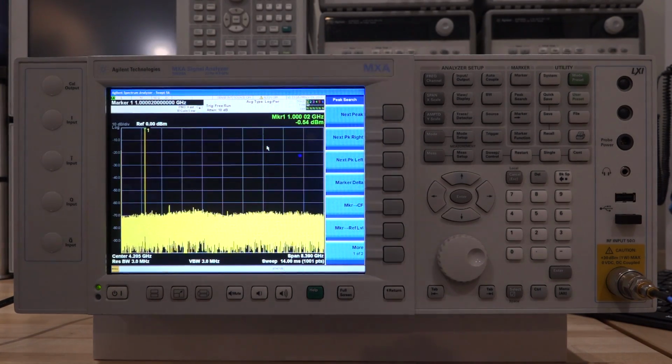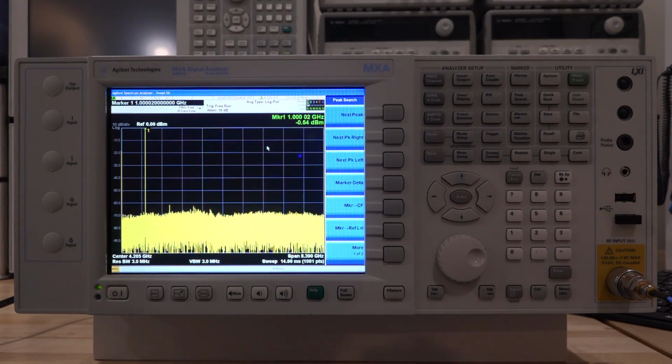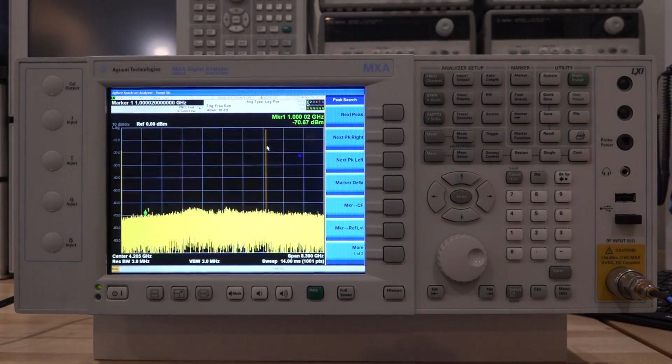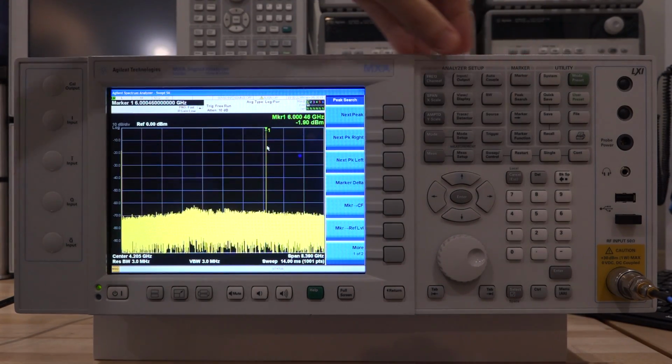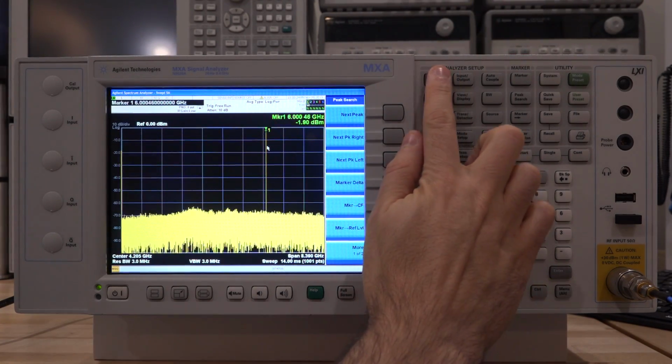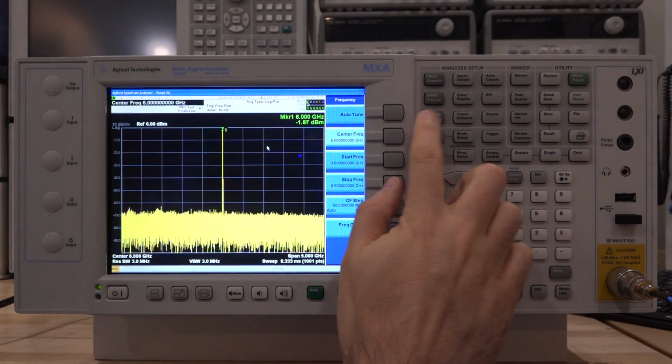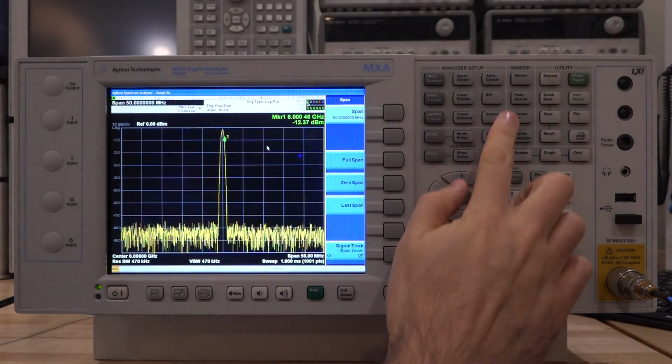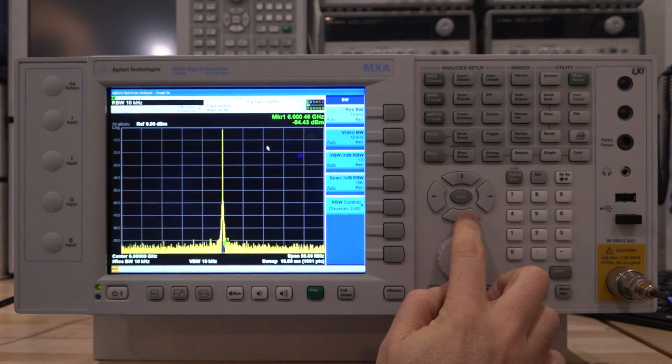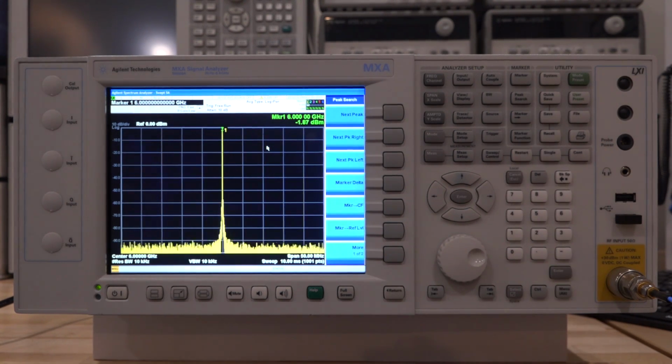Let's go higher. Let's try 6 gigahertz. And then we can take a look and see if the signal is nice and clean. That also still looks pretty good. Let's change the center frequency here. Let's go to 6 gigahertz. And let's change the span to something like 50 megahertz and lower the resolution bandwidth. Here, check it out. This is very, very nice. Very clean, you can see.